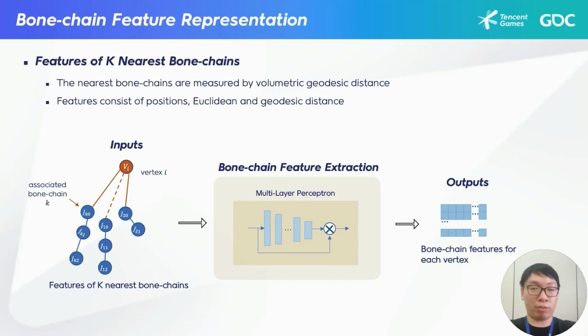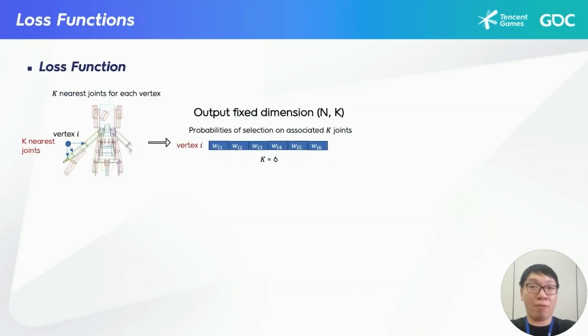Next, let's talk about the loss function. Before we dive into the loss function, we need to introduce the output of the model. Since each character has a different number of skeleton joints and different topology, it can be tricky to fix the output. So in our method, we first get the k-nearest joints for each vertex and output a vector with a fixed dimension. The width n represents the number of vertices, and the height k is associated with the k-nearest joints. This way, we fix the output dimension.